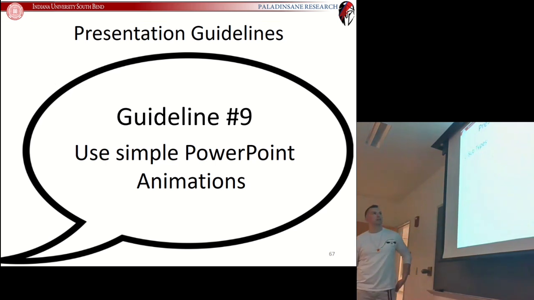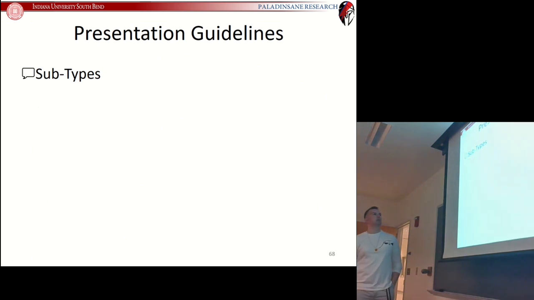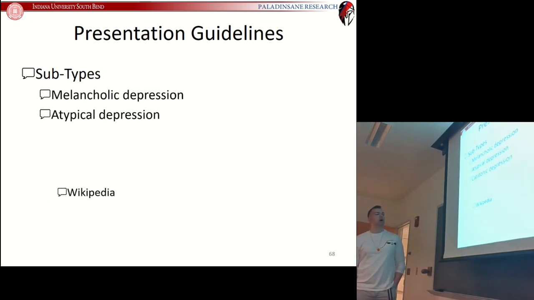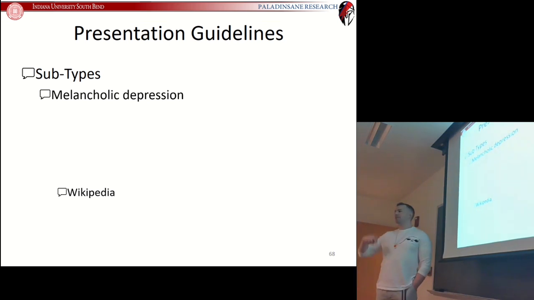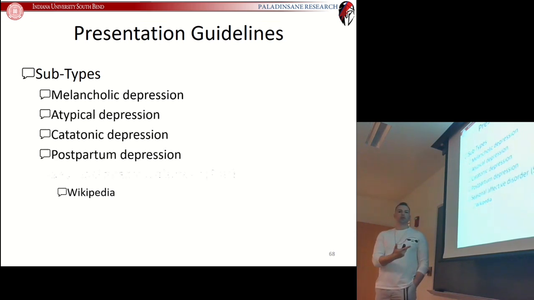You end up with something that looks like this, where you're like, all right, we're talking about subtypes of depression. There's melancholic depression. There's atypical. Oh, no, this is a good one. Sorry. This is a good one. You want something like this. You want like dissolve in, fade in, white. Those are the good ones to use.